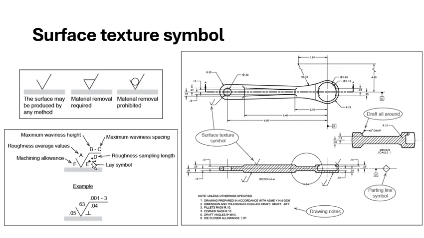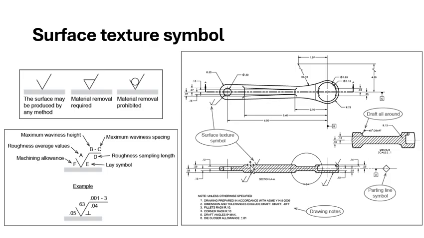So now we are going to put the details into it. So you have machining allowance, you have a roughness average value that will go into these spots. So say 0.05, and that's your machining allowance. That's the 63, the roughness average value. And this is maximum waviness height, and then that is maximum waviness spacing. And that's your roughness sampling length. And then this is your lay symbol, whether you want to go to 80 degrees or whatever angle you want to go. And of course, here we can see our bottle opener.